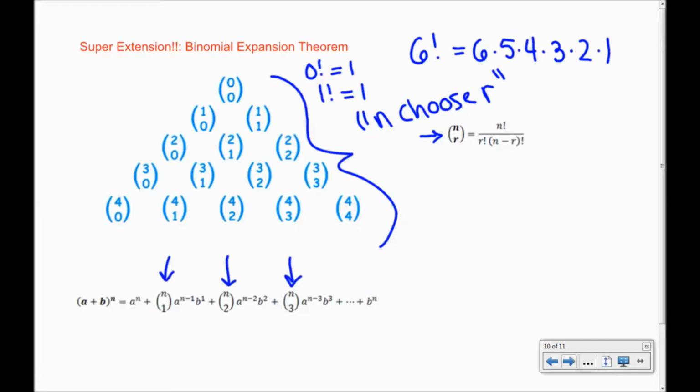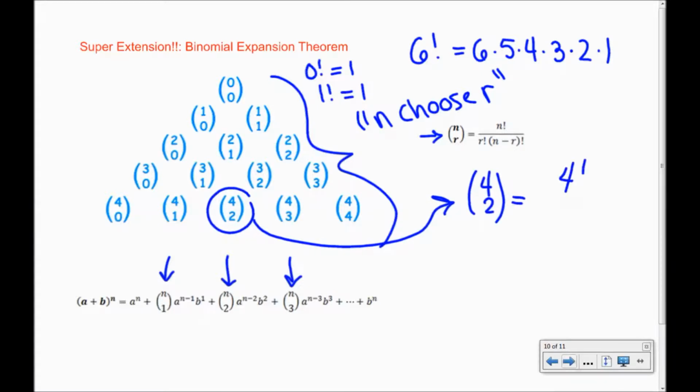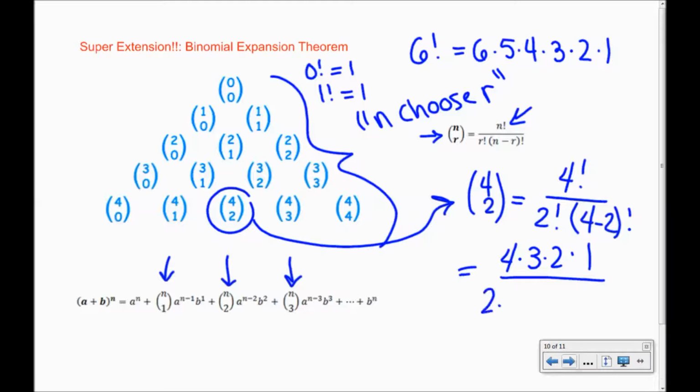Okay, so some context. Let's use this one here. 4 choose 2. Okay, so what that means is do 4 factorial, so n, and then r factorial, and then n minus r factorial. Okay, so what that looks like is 4 times 3 times 2 times 1 on the top, over 2 times 1, and then 4 minus 2, of course, is 2. So again, it's 2 factorial.